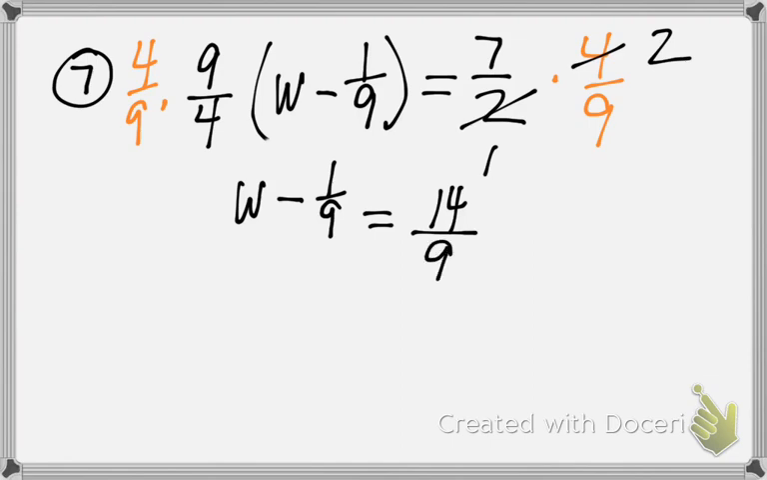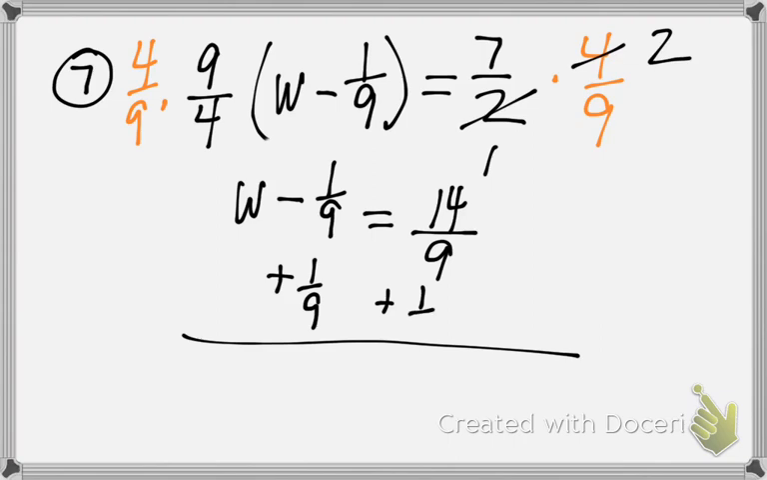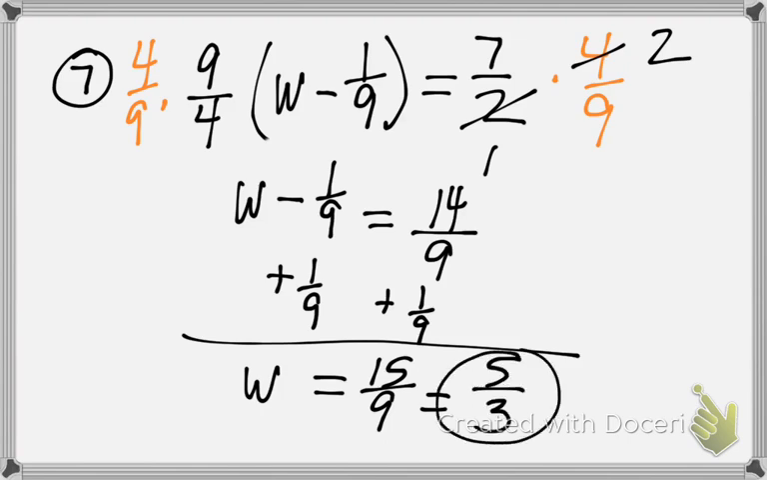So then all I have left is a w minus 1 over 9, which I'm going to cancel out by adding 1 over 9. So that's going to leave me with w is equal to 15 over 9. Both of those are divisible by 3, so that's going to leave me with 5 over 3.